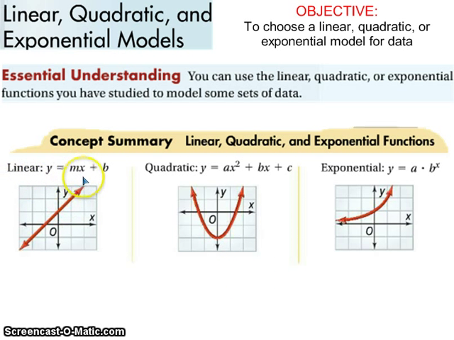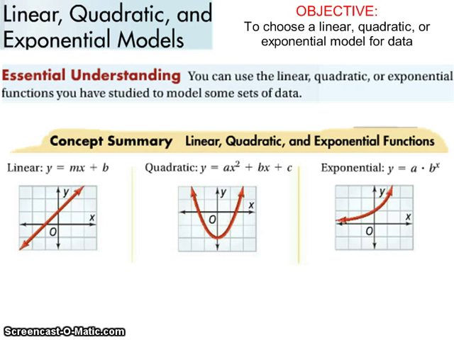Linear will always have an x term. Remember the formula y equals mx plus b. Quadratic will look like this: y equals ax squared plus bx plus c. And exponential will have our variable as an exponent. Remember, we already had y is equal to b to the power of x, so now we have a times b to the power of x. So that's what each one is going to look like.